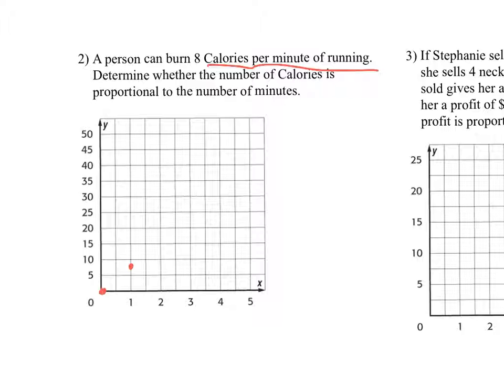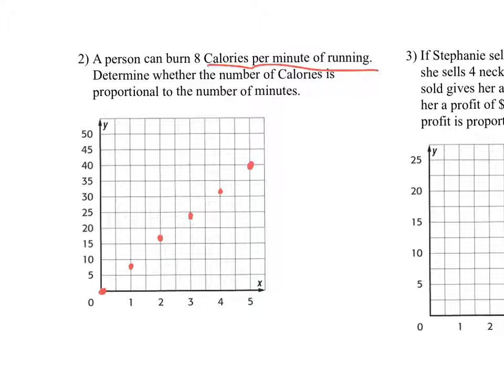At 2 minutes, we would be at 16 calories burned. At 3 minutes, we would be at 24 calories burned. Okay, 4 minutes, you would be at 32, and 5 minutes, you would be at 40, because it's going up by that rate of 8 calories per minute.